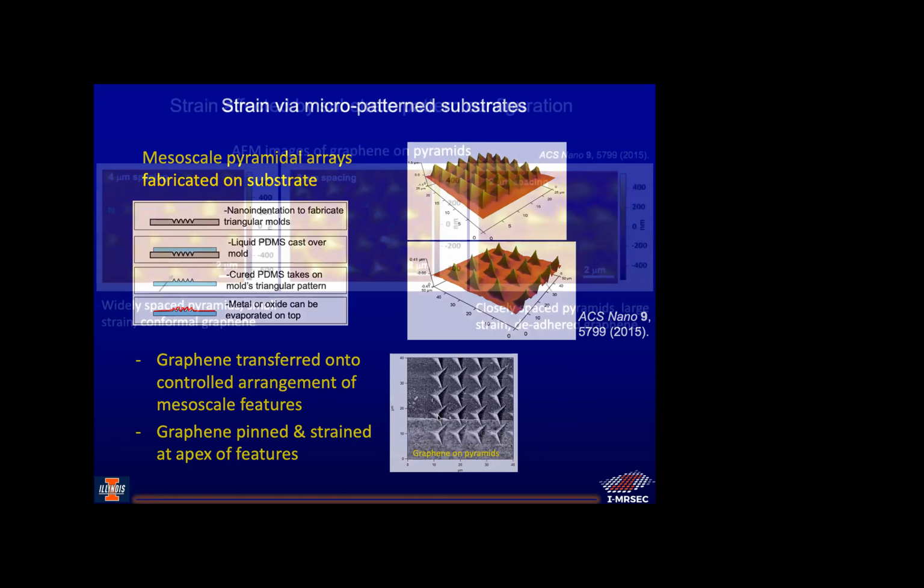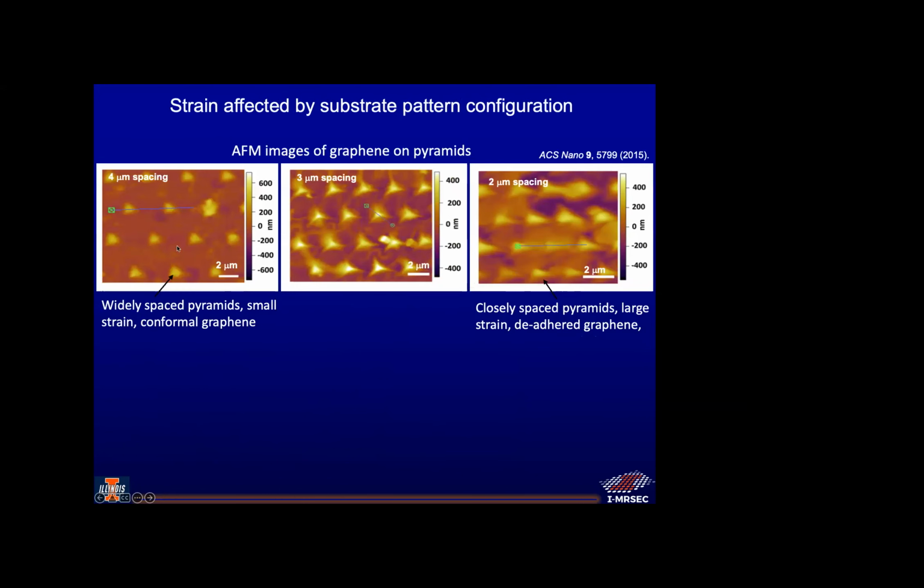Well, we looked at atomic force microscopy of them. And you could see the AFM images of graphene on top of different spacings of pyramids. So here's 4 micron spacing, 3 micron spacing, and 2 micron spacing, the closest ones. If you look at the 4 micron spacing, you see almost nothing. It's just the pyramid tips. That's because the graphene conforms really well to the pyramids and the space between them. So it's just draped over them and conforming.